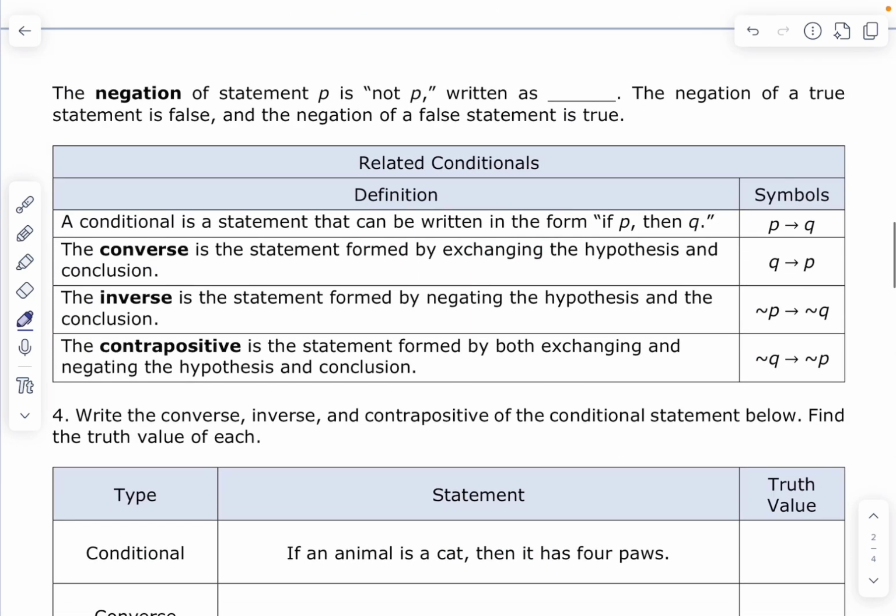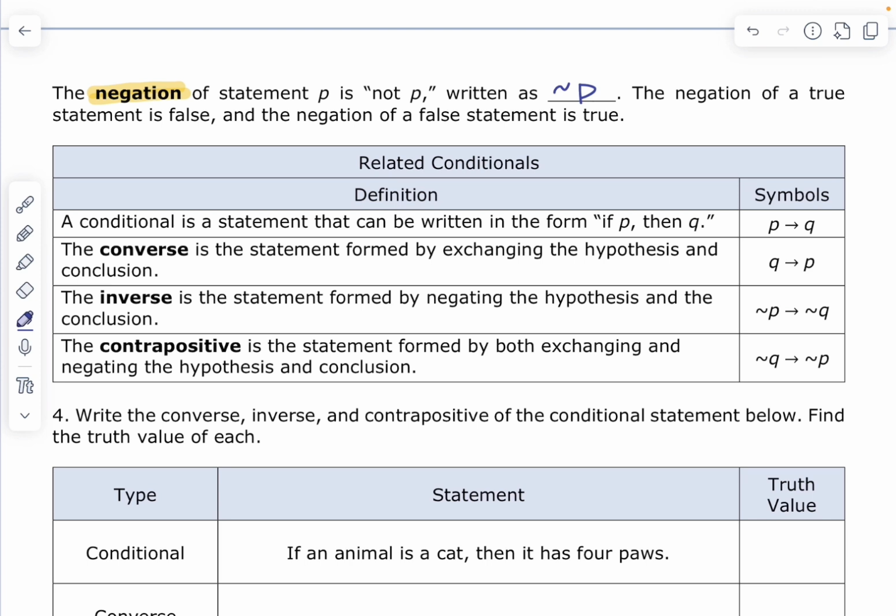Alrighty, we've got some more definitions here. It says the negation of statement P is not P. And when we write that with symbols, we write that with our little squiggle symbol and then the letter P, not P. The negation of a true statement is false, and the negation of a false statement is true.